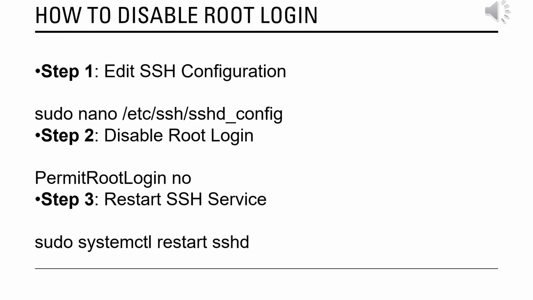How to disable root login is the next thing we're going to be talking about. There's 3 steps to it. First step, you want to edit the SSH configuration by using this code that you see here on the screen, sudo. And then step 2, you want to disable root login. And in step 3, you want to restart the SSH server, just like the last one, by using this code right here that you see on the screen. This will be able to disable the root login and restart it, making sure that it works.